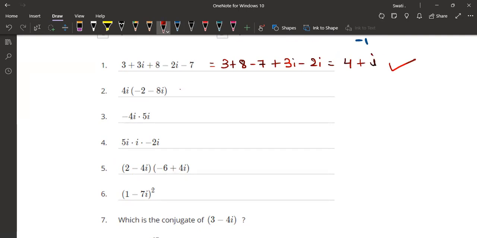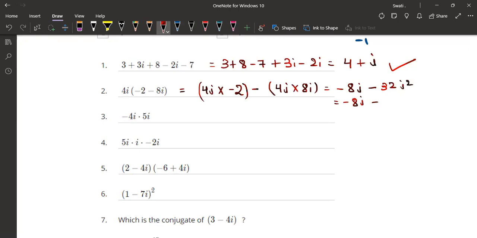Next question, we have to simplify this. So 4i into -2, right? Using the distributive property, 4i into -2, and then minus, you can write this in brackets, 4i into 8i, right? So 4i into -2 is simply minus 8i. Here this is minus as it is, 8 into 4 is 32. i into i is i squared, right? This is minus 8i. This is minus 32.